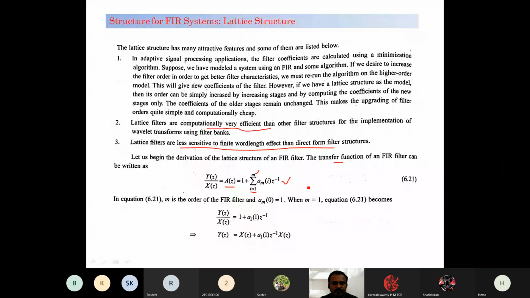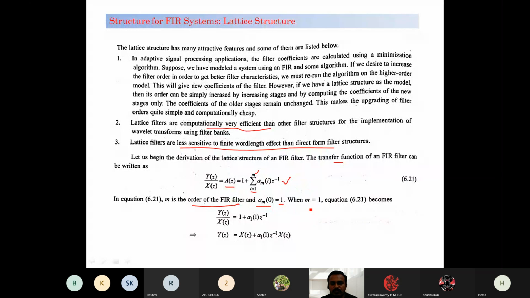Okay. So here we have the transfer function. It is given by Y(z) divided by X(z), which is nothing but 1 plus summation i equals 1 to m of a_m(i) z inverse. So in this equation, m is the order of the FIR filter, where a_m(0), the coefficient of the first element, is always 1.